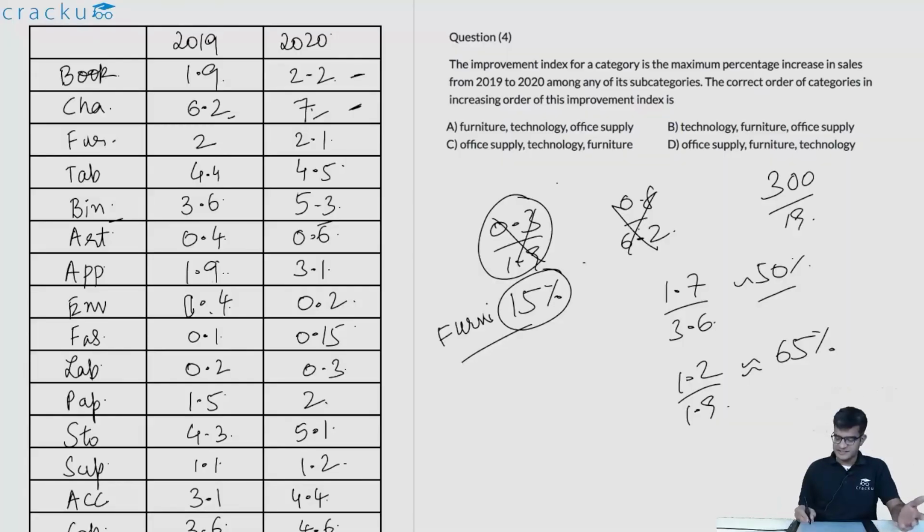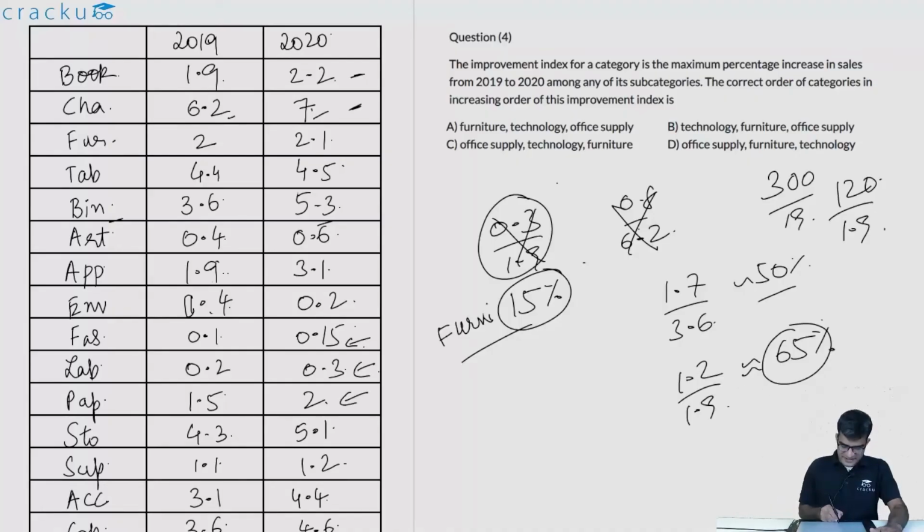How do you know that? Just a simple calculation of say this is 120 divided by 1.9. I know that 120 divided by 2 is 60%. So if 120 is being divided by 1.9, it will be slightly more. So rough approximation, I am putting this as 65%. For envelopes, it decreased, so we can ignore it. For fasteners also, it has increased by 50%. And for labels also, it has increased by 50%.